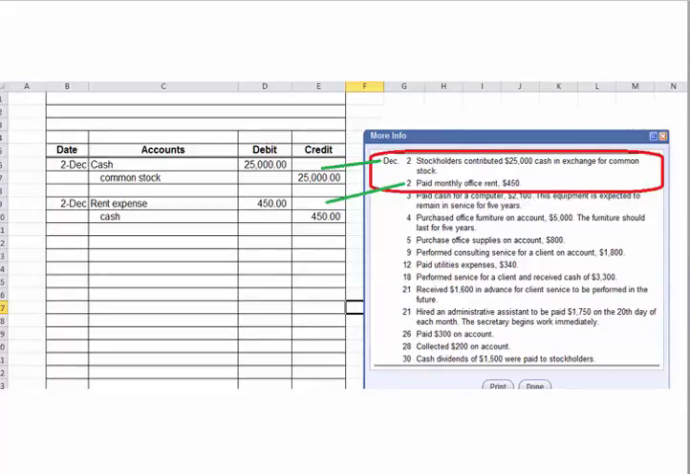Let's take a look at the first two transactions on December 2nd. In our first one, stockholders contributed $25,000 in exchange for common stock. Just as we did in the MyLab, we debit cash because we're getting cash into the company, and we credit common stock because we issued common stock. On 12/2, rent was paid for $450. We debit rent expense to increase the expense account and credit cash to record the decrease in cash.